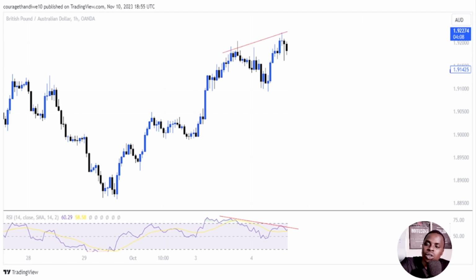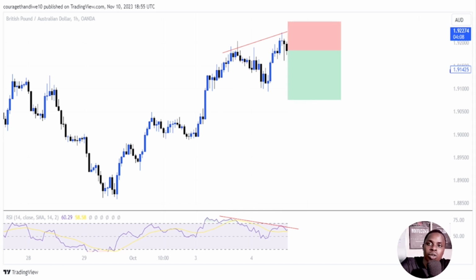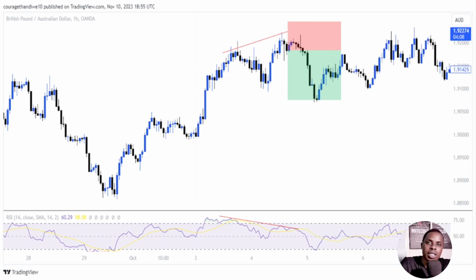So you can draw something like this, higher high, and then here we have a lower low. So price is going up, indicator going down, then likely we are going to reverse. So you place your sell trades, put your stop loss above this zone, because if the market breaks up, you are continuing the uptrend, so you want to get out. So here you can see the market dropped to the downside.